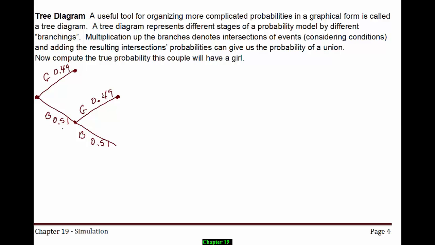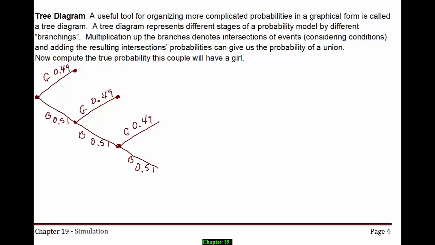If they went down the boy on the first try, boy on the second try path, this birthing scheme says we're going to try again. So once again, you have the third baby, and you could have a girl or a boy. And again, since successive births are independent, the probability is the same, 0.49 and 0.51. There we go.